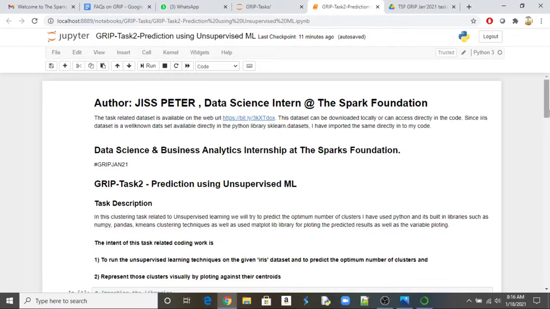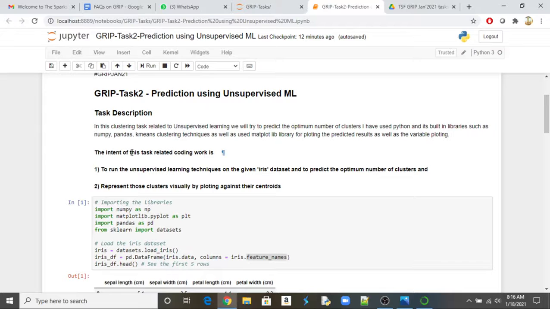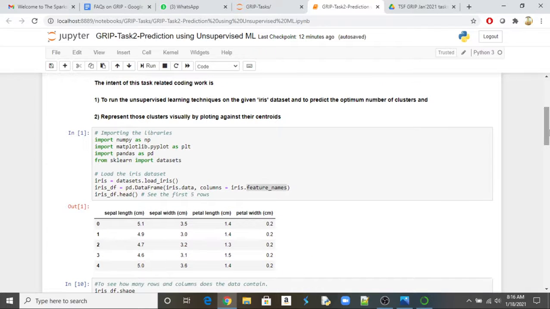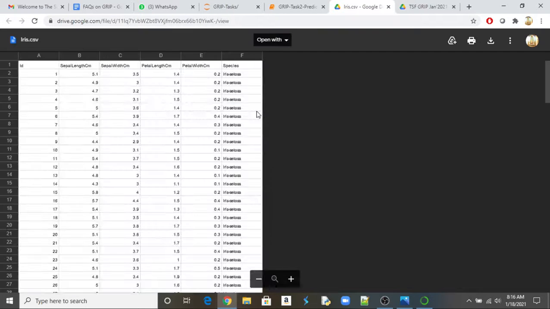Here I have explained the same questions in detail. The intent of the task is to apply an unsupervised learning technique, like a clustering technique, on this iris dataset and predict the optimal number of clusters. The second question is to visualize them graphically, maybe by plotting against the centroids. The data is already given here, so we can go through it and see what it is. The data is available over the internet, so either we can download it locally as a CSV file, or we can use the direct URL.